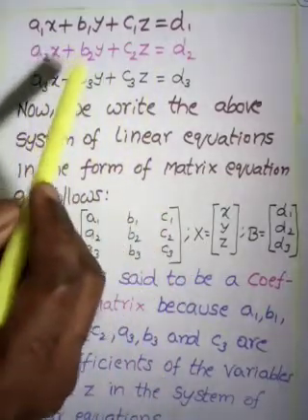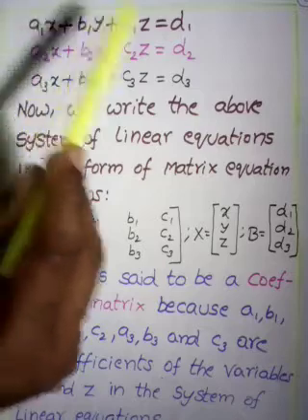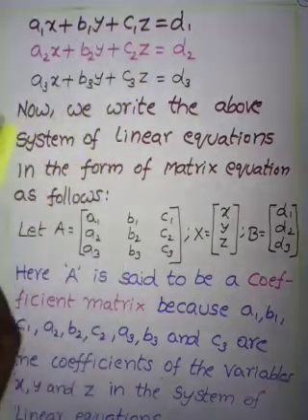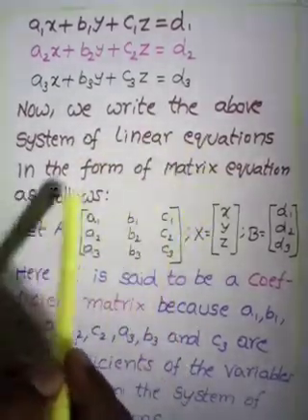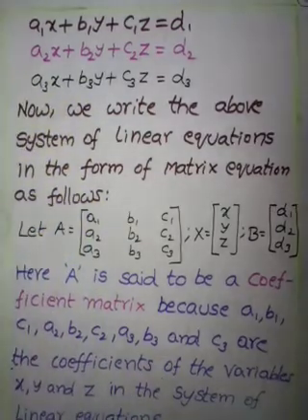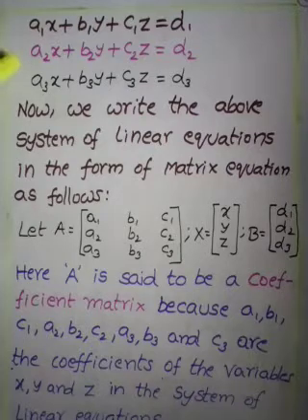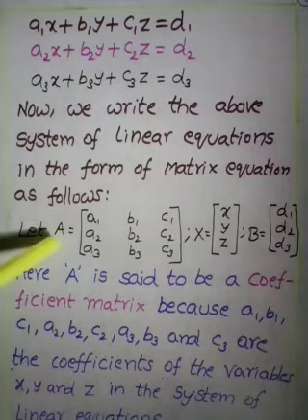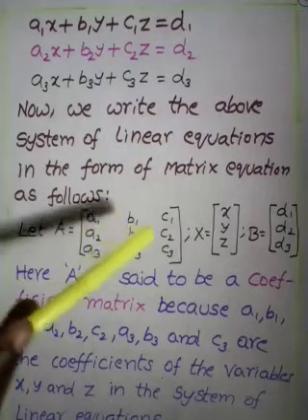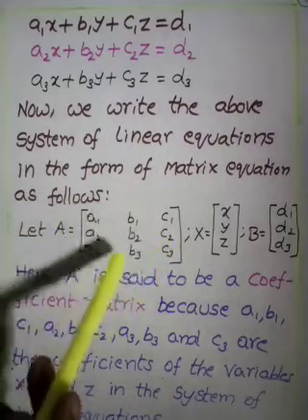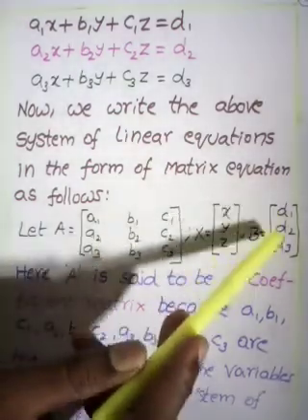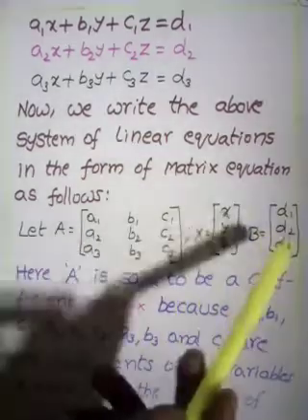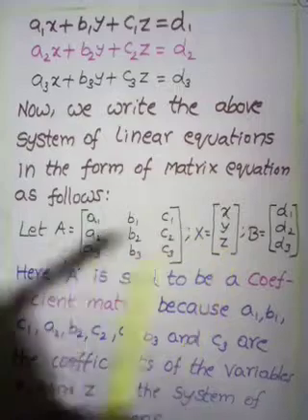What will you find here? What are the variables here? x, y and z only. Understood, my children? Now we write the above system of linear equations in the form of matrix equations as follows. Okay, my children, we use the matrix concept to solve this system of linear equations in the three variables. Now let A is equal to a1, b1, c1, a2, b2, c2, a3, b3, c3. X is equal to x, y, z. B is equal to d1, d2, d3. We write these three matrices. This is the first stage.